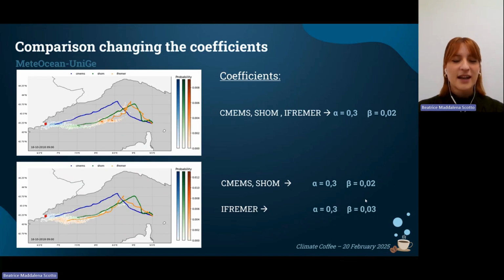Here is another comparison on choosing the right coefficient. In the top figure, you can see that we performed the simulation for the three models with the same coefficients, using 0.03 for the alpha one and beta 0.02, but this wasn't performing quite well for the Ifremer model. And so we needed to adjust a little bit, and we saw that only adjusting one of the two coefficients, the beta one, the one from the wind, it was performing quite well. And you can see the results in the image below.